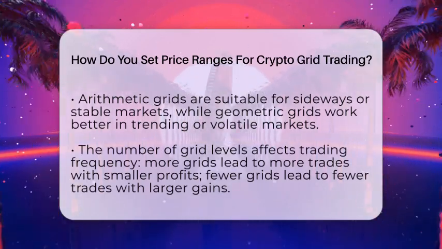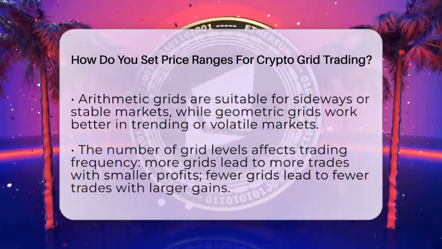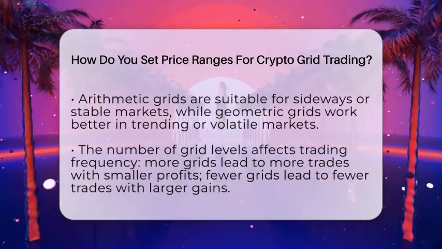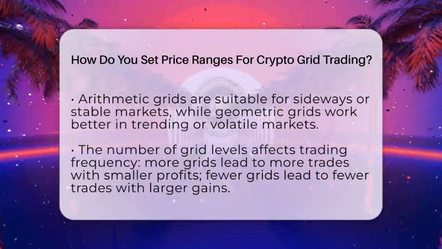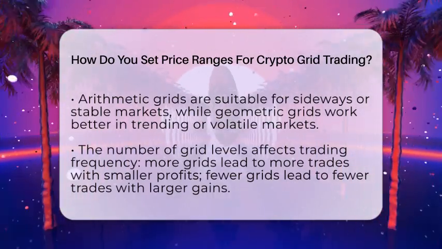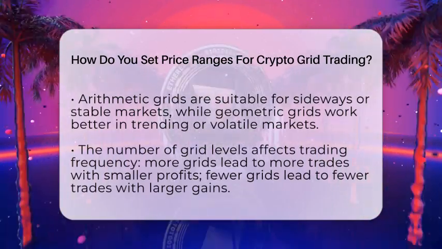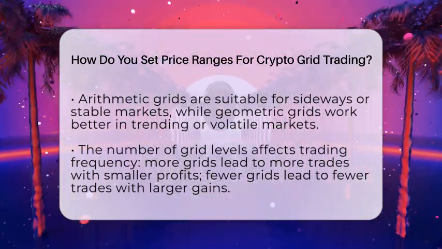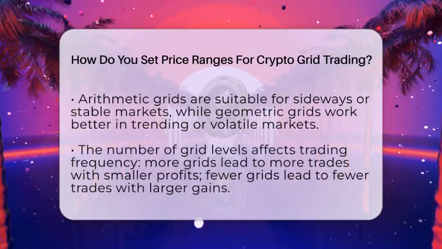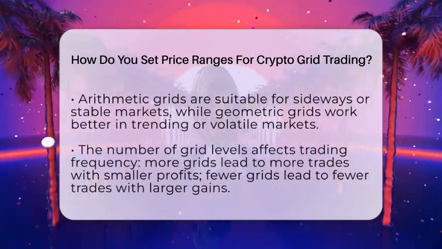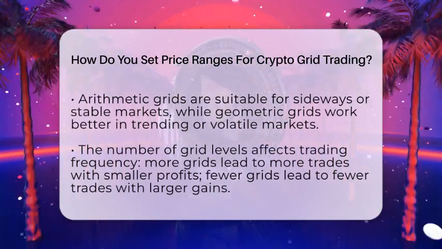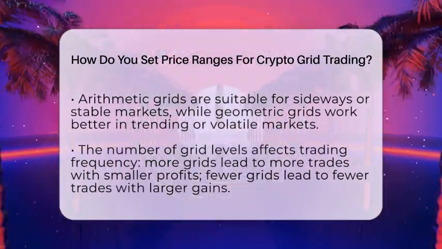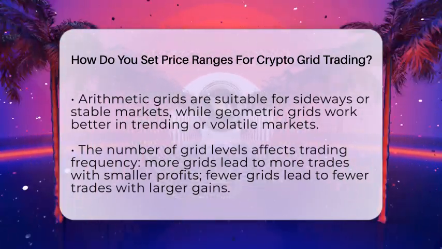You also need to decide on the grid step, which is the percentage or dollar difference between each level. A smaller step, like 0.5%, results in more trades with smaller profits. A larger step, like 2%, reduces trades but can bring in bigger gains. Your investment size matters too. A smaller budget might mean narrowing your range or reducing the number of grids to keep trade sizes manageable.